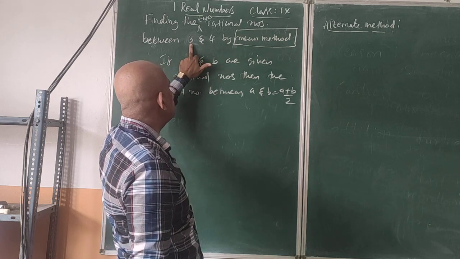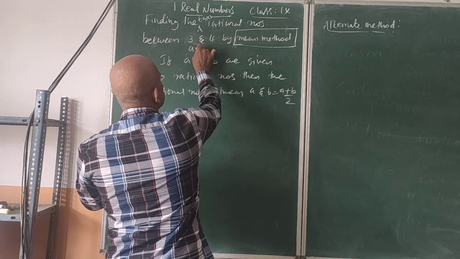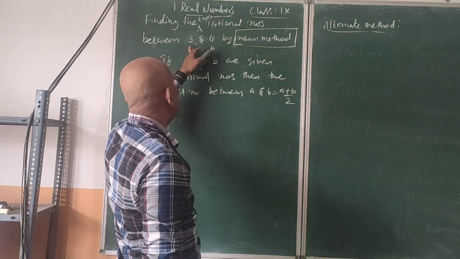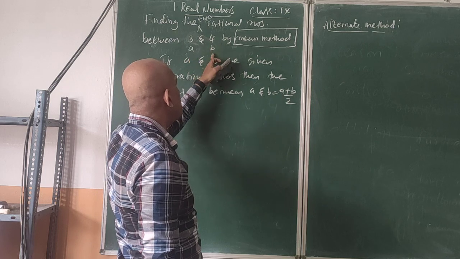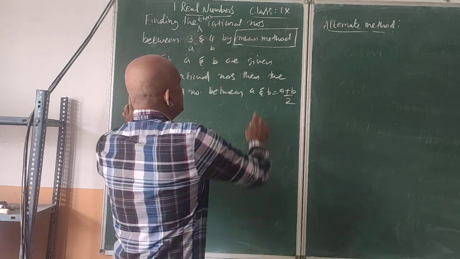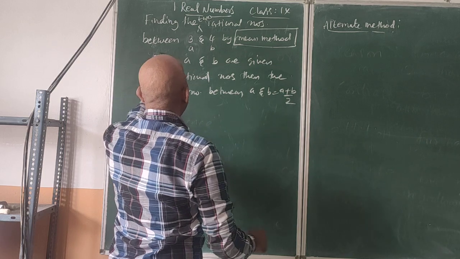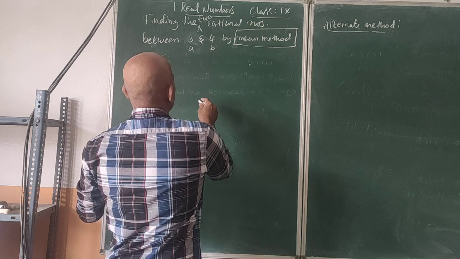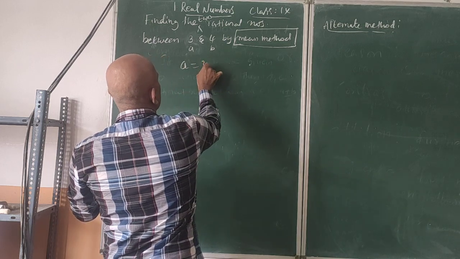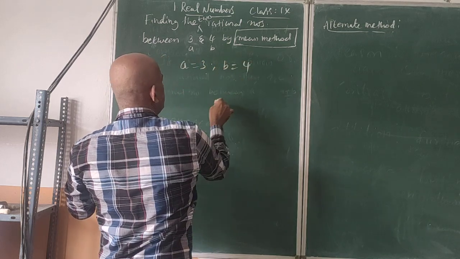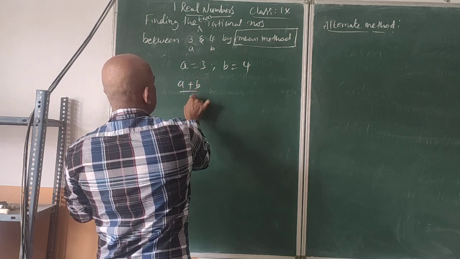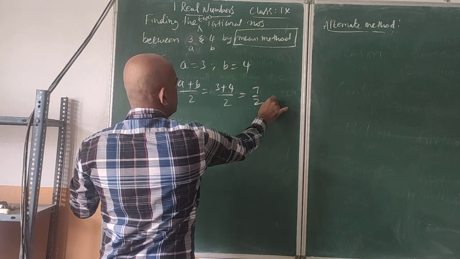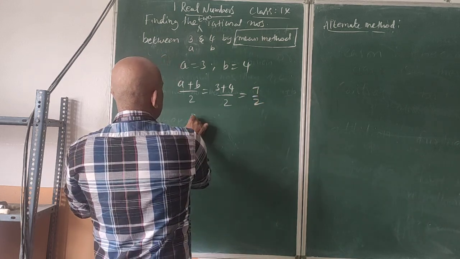A is considered as 3 and B is considered as 4. To find the rational number between A and B, the formula is (A plus B) by 2. This is called the mean method. Let us find two rational numbers between 3 and 4. A is 3, B is 4. So (A plus B) by 2 is (3 plus 4) by 2, which is 7 by 2. So this is one number.